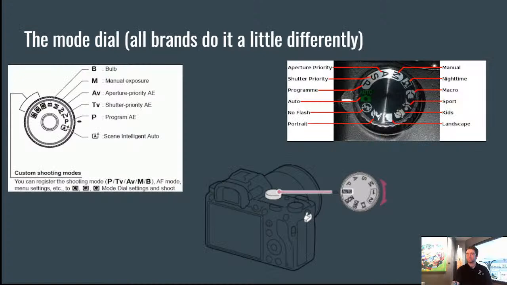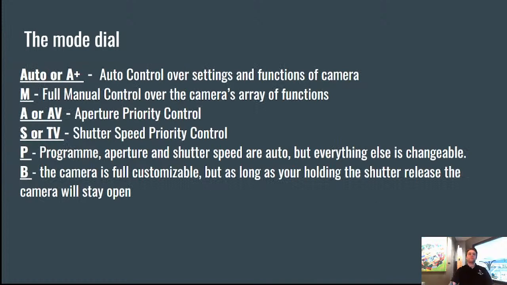To break those mode dials down a little bit more, first things first, we have auto or A+. That is auto control over settings and functions of the camera. We have M, full manual control over the camera's array of functions. We have A or AV, aperture priority or control. We have S, shutter speed priority control, or TV. We have P, that's program. Program allows you to do aperture and shutter speed at auto, and everything else is interchangeable, or vice versa.